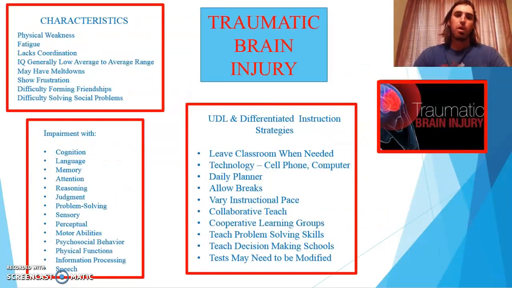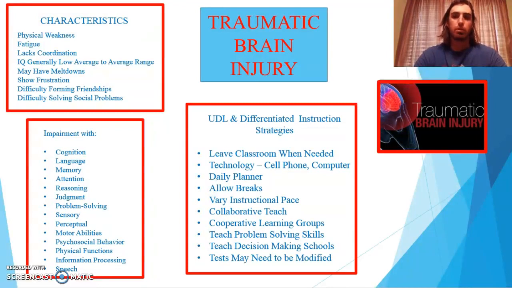Now we're going to move on to traumatic brain injury. Individuals who have a traumatic brain injury may have an impairment with cognition, language, memory, attention, reasoning, judgment, problem solving, sensory, perceptual and motor abilities, psychosocial behavior, physical functions, information processing, and speech. Characteristics vary depending whether the injury was mild or severe and the age of the child when the injury occurred.